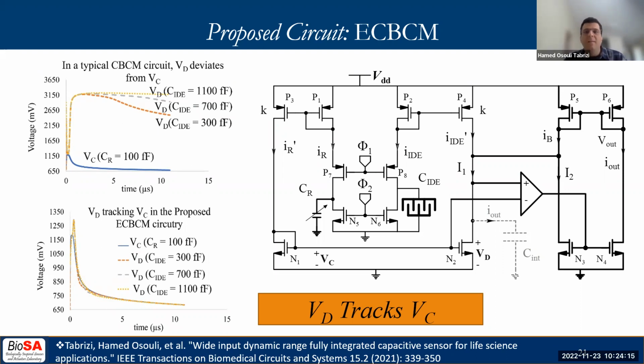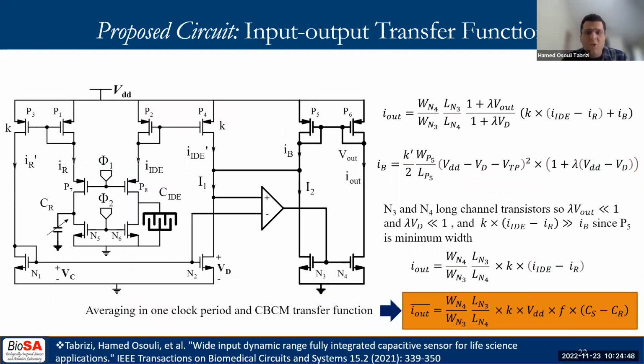equal. On the top left, we have shown simulation results for the non-enhanced current differential CBCM with an integrating capacitor. As can be seen, VD completely deviates from VC. On the bottom left, simulation results for the eCBCM circuit are shown. In the eCBCM, both VD and VC have the same waveform for a wide range of CIDE change, as shown in this figure.